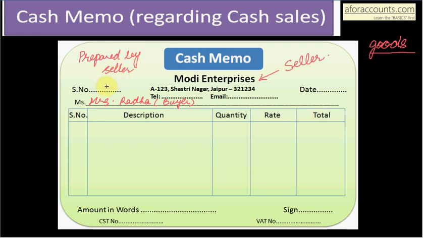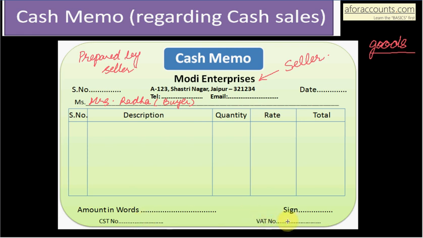Here we have a pre-printed serial number, and it generally does not have to be written by hand. The date is mentioned here. Now, the serial number of the item, the description of the item, then the quantity of the item sold, the rate of the item, and the total value are written here. Then the amount in words. Here is the signature of the person issuing the cash memo, the CST number, that is, your central sales tax number, and the VAT TIN number.